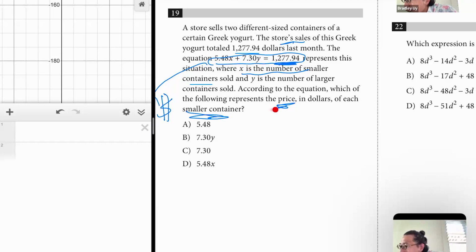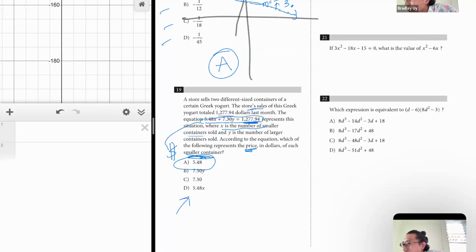So which of the following represents the price of each small container? $5.48. It's not D. That's how much money we would spend on small containers. This is asking for the price of each small container, which is just the 5.48 by itself. Okay. This is close, but that is how much we spend on small containers total.